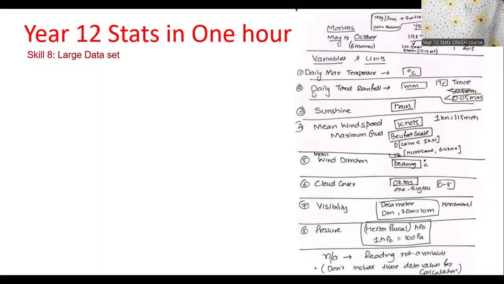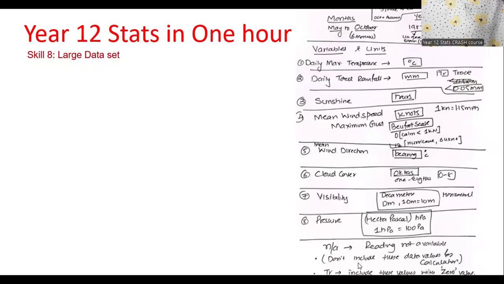So these are my summary points for this large data set, and these are the 8 variables you measure. I've given you units as well. Very important points at the bottom: if it's not applicable, then you do not include this data in calculations. And if it was trace, then you would include this data in calculations, and the value would be 0 for trace.